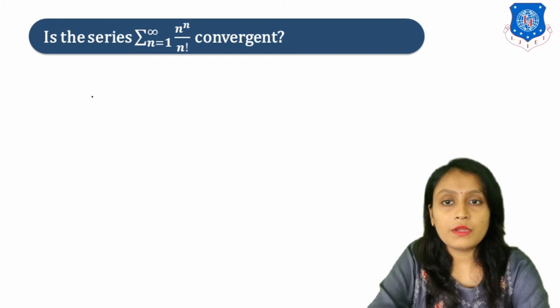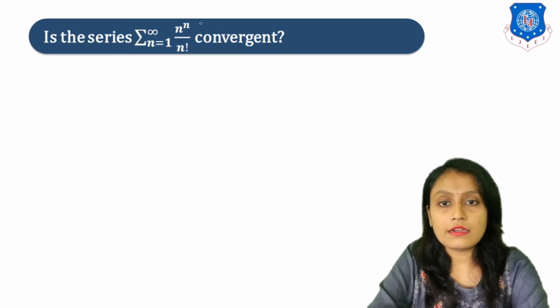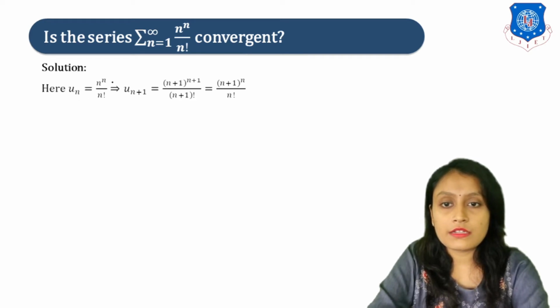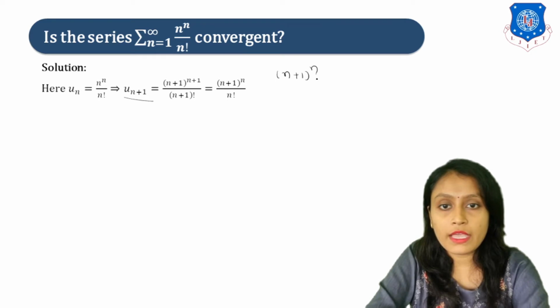One more example. Is the series n raised to n upon n factorial convergent? Here un is given, that is n raised to n upon n factorial. Firstly find un+1. In place of n we have to write n plus 1, so here we have (n+1) raised to n+1 upon (n+1) factorial. Now we will write this (n+1) raised to n+1 as (n+1) raised to n into (n+1), and the denominator we will write as (n+1) into n factorial. So this (n+1) will get cancelled and what remains is this.